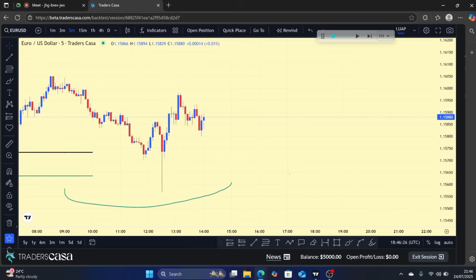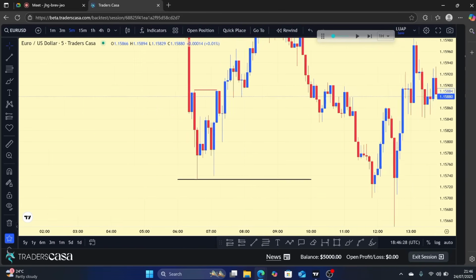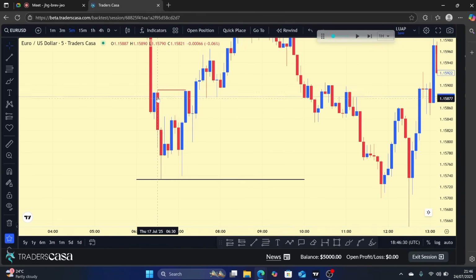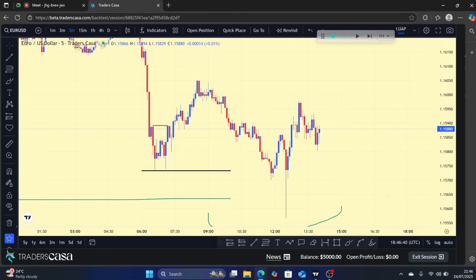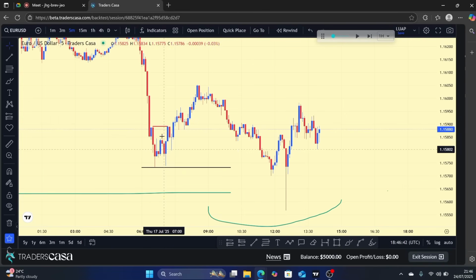Right here you can zoom so that you can all be with me. You can clearly see this here was a valid pullback. You can see this bullish candle, this bearish candle took out the high of that previous bullish candle. So that's a recently formed valid pullback. That buy side liquidity is the inducement.